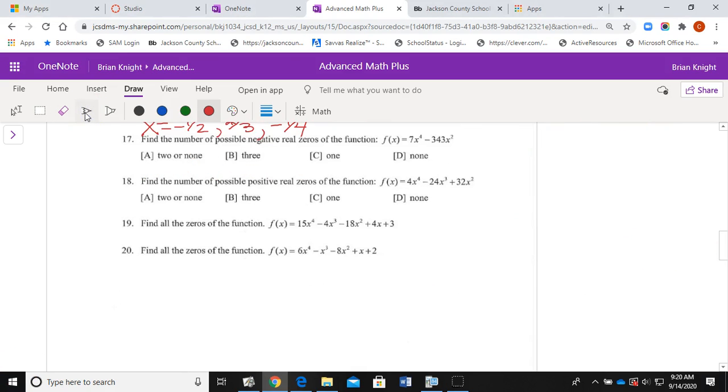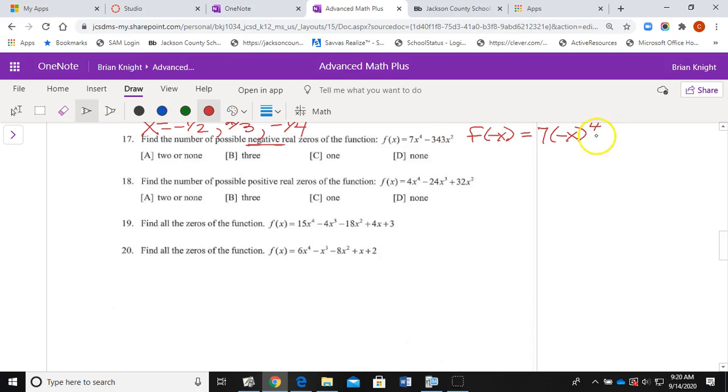All right, so 17, find the number of possible negative real zeros of the function. So you're not actually solving it. They just want to know how many possible negative real zeros we are going to have. The negative one is harder than the positive. To do the negative, you have to plug in negative x first. So you're finding f of negative x. That's not to the fourth, sorry. That is 4. I wrote square, but it was 4.